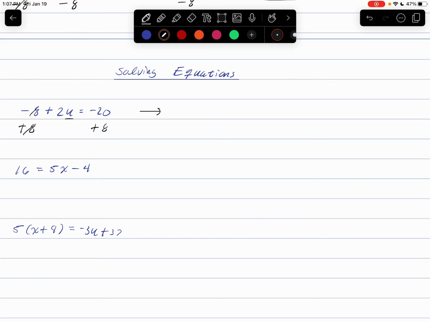And what we're going to have next is 2u equals -20 plus 8. Okay? Or, more specifically, we're going to have 2u is equal to -12. Okay, because -20 plus 8 is equal to -12.